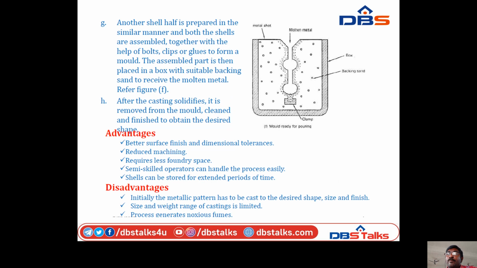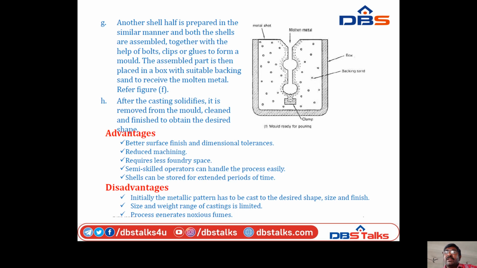Another shell half is prepared in a similar manner, and both the shells are assembled together with the help of bolts or clips, or glued to form a mold. The assembled mold is placed in a box with suitable backing sand to receive the molten metal. Refer to figure F. After the casting solidifies, it is removed from the mold, cleaned and finished to obtain the desired shape.